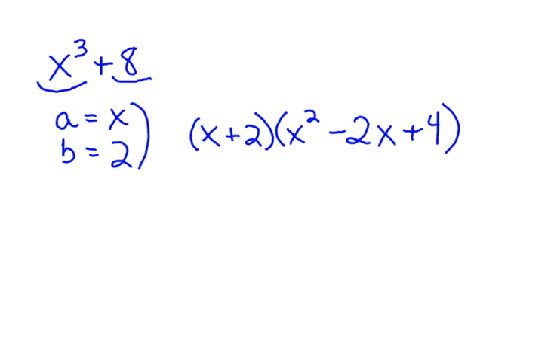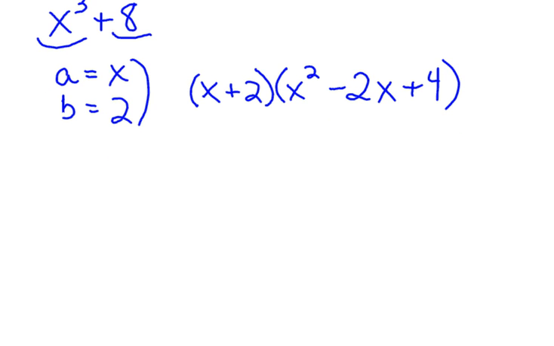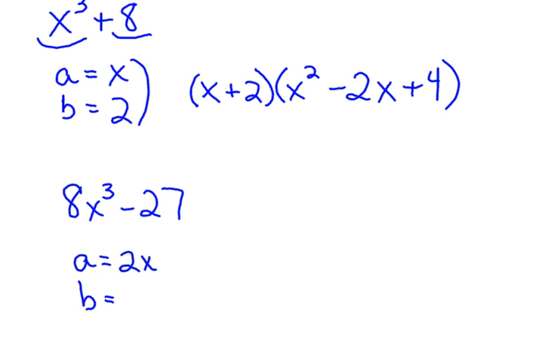For example, if we have 8x cubed minus 27. Well, now your a, what cubed gives you 8x cubed? What cubed gives you 8? 2. And what cubed gives you x to the third? x. So now a, instead of just being one thing like an x like it was before, now it's 2x. We're going to have to be a little bit more careful. b is, what cubed gives us 27? 3.